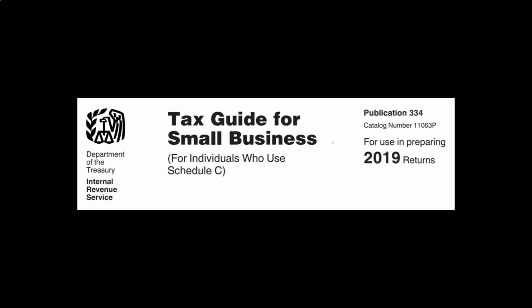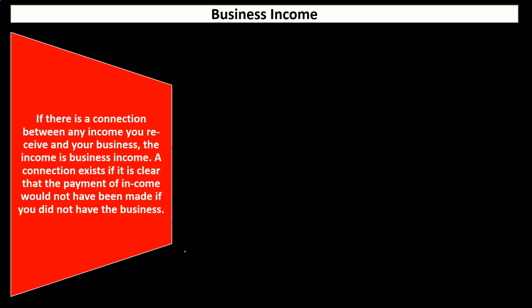With regards to income, most of it should be much the same from 2019 to 2020 with regards to the instructions there. So business income: if there is a connection between any income you receive and your business, the income is business income. So it's going to be the business related income, of course. A connection exists if it is clear that the payment of income would not have been made if you did not have the business. So it's important to be able to connect the business income to the business. You have the business, anything that's going to be income because you have the business is business income.